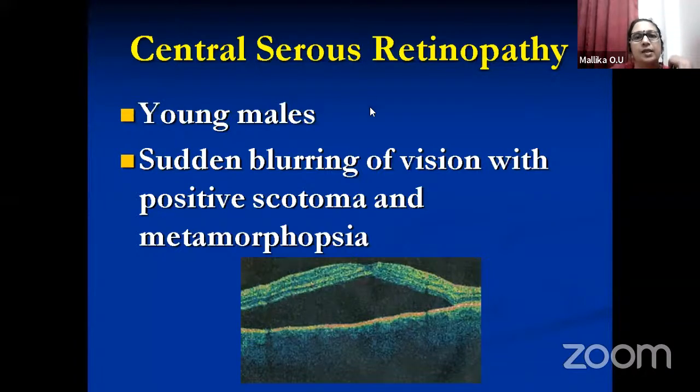Okay, so this is a central serous retinopathy. Patient presents with a sudden blurring of vision, positive scotoma, metamorphopsia. What do you mean by metamorphopsia? Metamorphopsia is nothing but there is a change in shape of the object. So if you look into a line, a straight line, it appears as a wavy. Okay. And another symptom of macular disease. So these are the symptoms of macular disease: micropsia, macropsia, metamorphopsia, and positive scotoma, central scotoma.